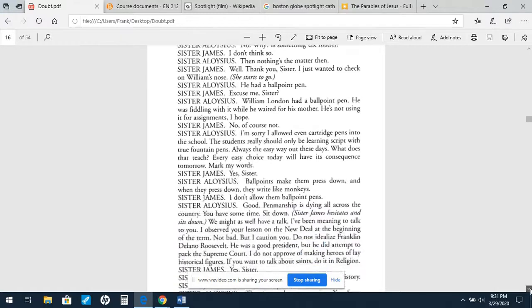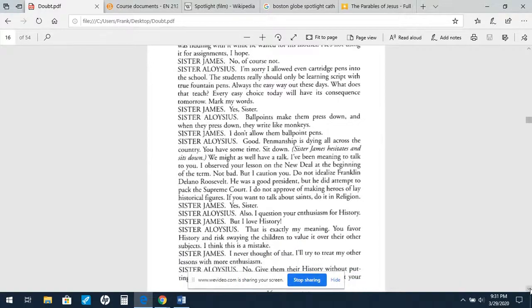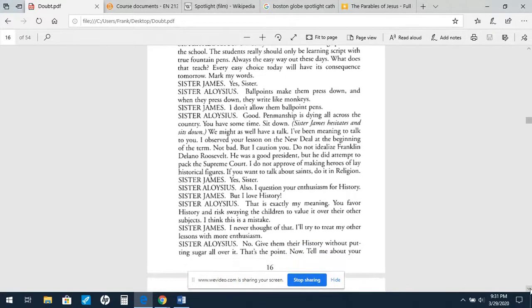So this is a great example of the kind of outlook that Sister Aloysius has. She is the classic nun that you probably have heard about from if your parents or grandparents went to Catholic school, that they used to hit them with rulers on their knuckles, right?